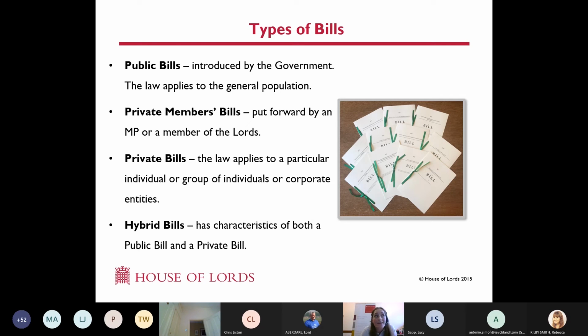A hybrid bill has characteristics of both a public bill and a private bill, which can be a little bit confusing, but that means that usually it applies to the general population, but it particularly affects a certain group of individuals. An example of a hybrid bill is the HS2 bill, West Midlands to Crewe line. That is obviously a large public infrastructure project, requires the raising of public funds, so public spending, but it will affect those who live near to where the track is being placed more than it would the general population of the UK. So they're different types of bills, and just to know that bills can originate in different places.